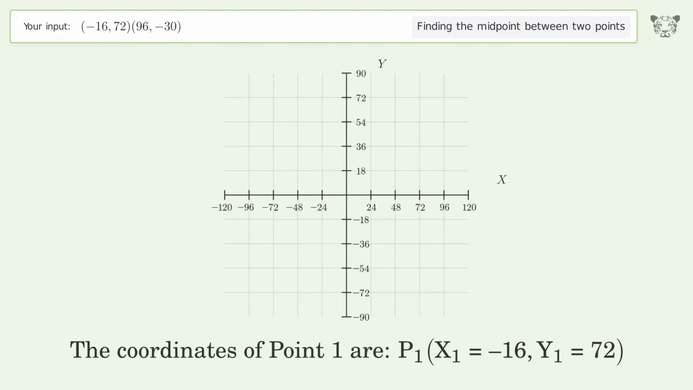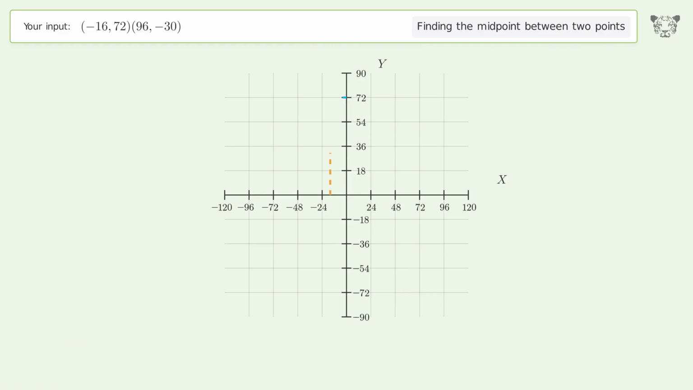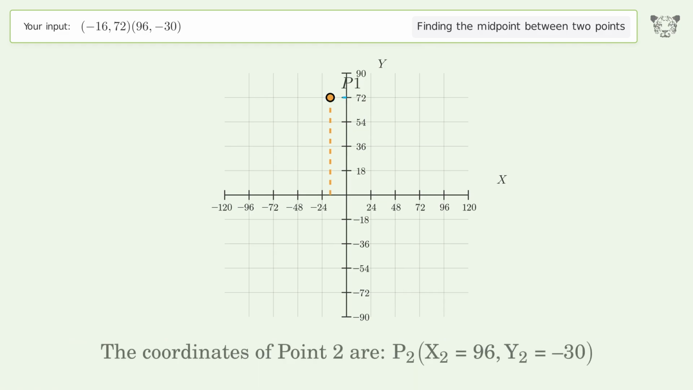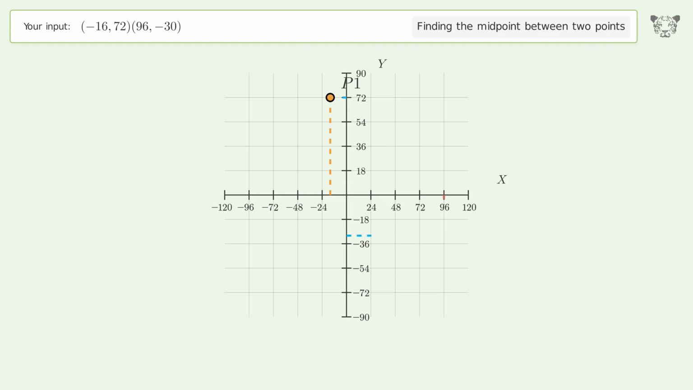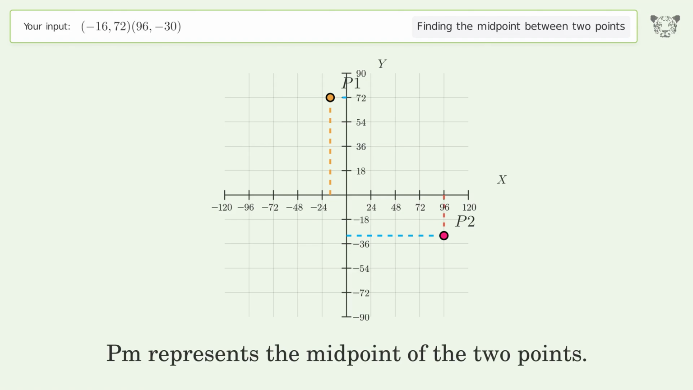The coordinates of point 1 are, x1 equals -16, y1 equals 72. The coordinates of point 2 are, x2 equals 96, y2 equals -30. PM represents the midpoint of the 2 points.